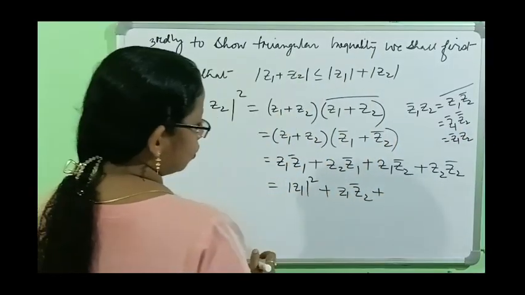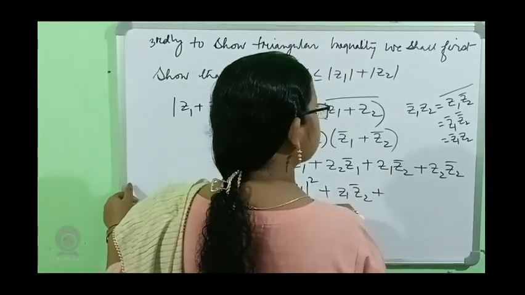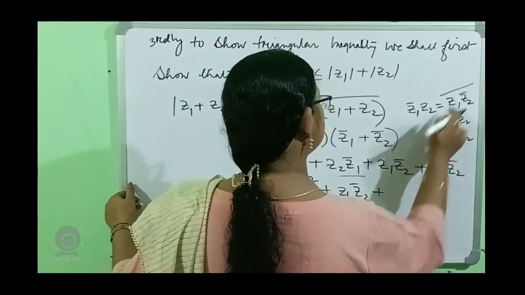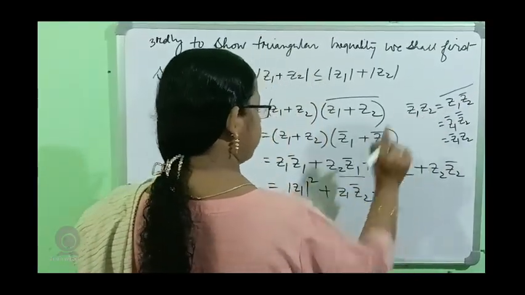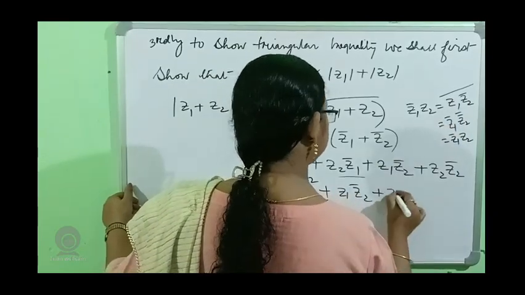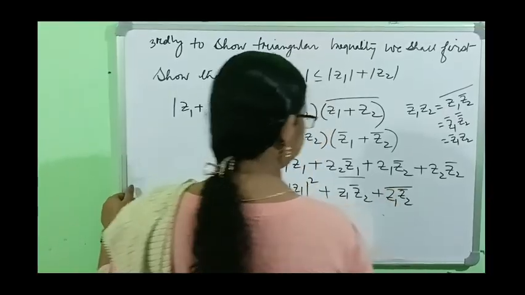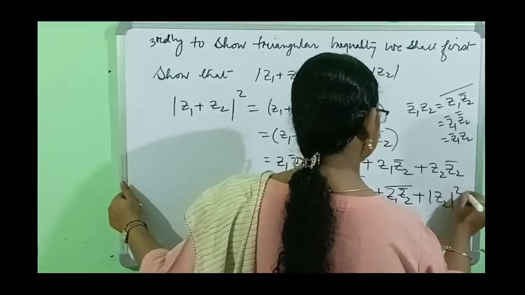Okay, so this is equal to this one, z1 conjugate z2. I can write this in place of z1 conjugate z2. I am writing this one, z1 z2 conjugate of conjugate. This is modulus of z2 square.